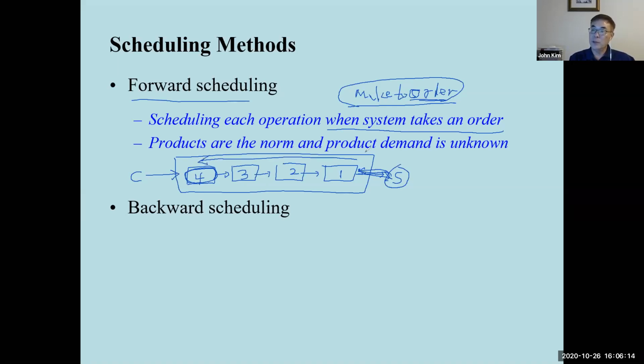We call this upper and lower, upstream and downstream. So water flows from upstream to downstream, and then scheduling order is the same. So this is forward scheduling. And next one is backward scheduling.